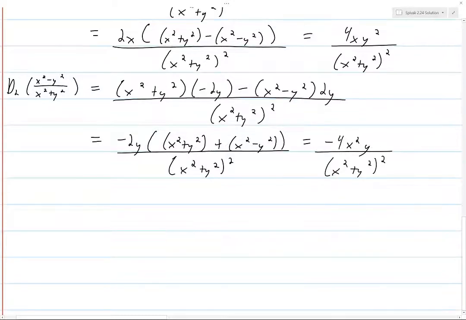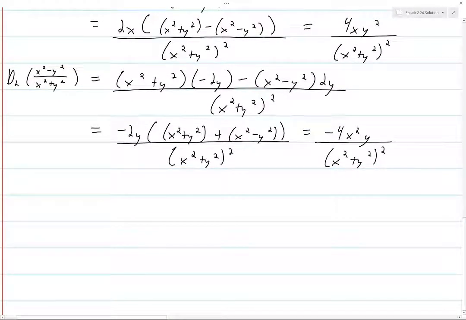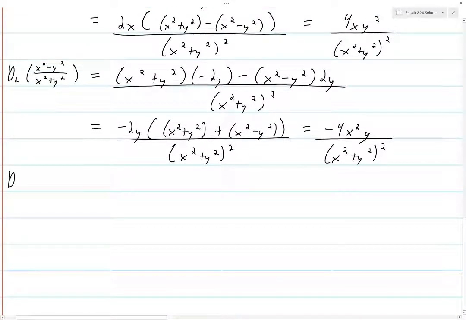So now let's move on and actually get into d1 of f. So d1 of f is going to be d1 of xy times (x squared minus y squared) over (x squared plus y squared). We can think of the fraction part as its own thing, and the x times y as its own thing. And so here we're just using the product rule.